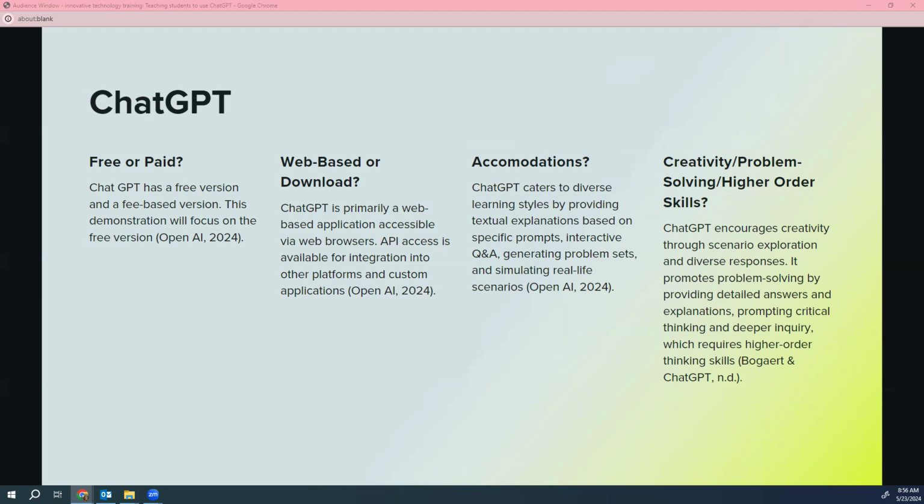ChatGPT encourages creativity through scenario exploration and diverse responses. It promotes problem solving by providing detailed answers and explanations. And in education, instructors can use ChatGPT to help students with unlocking those creative and thinking skills by having students analyze that information that was retrieved from ChatGPT or other generative AI tools.